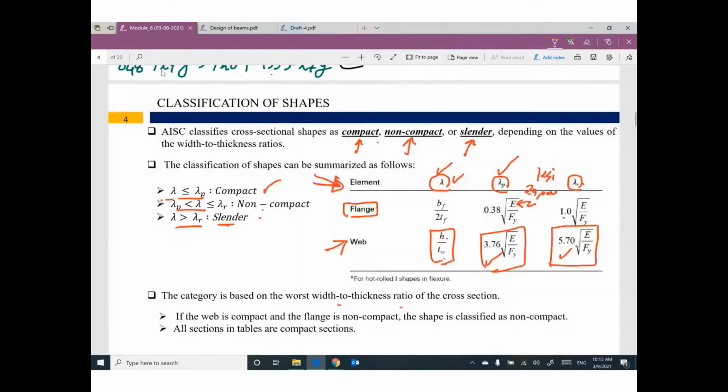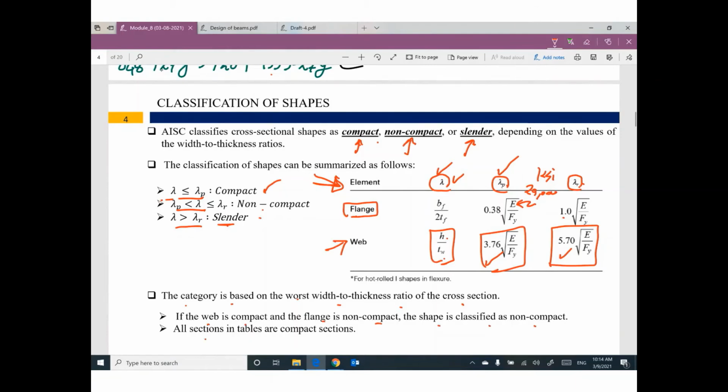We have three categories: cylinder, non-compact, compact. The category is based on the worst part of the cross section. If the web is compact and the flange is non-compact, the shape is classified as non-compact.